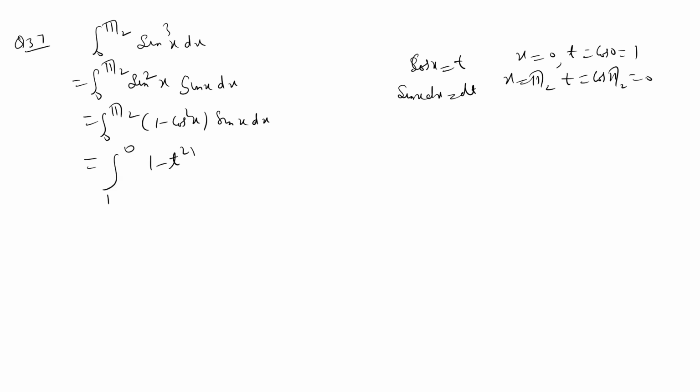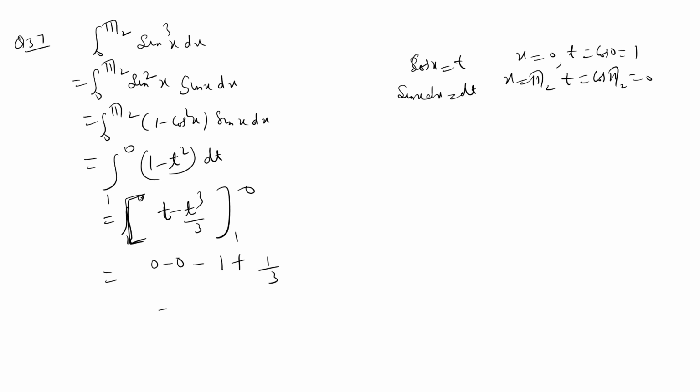This is 1 minus t square dt, from 1 to 0. Okay, so I should go for the limit. It is 1 minus t minus t cube by 3, from 1 to 0. So this is 0 minus 0 minus 1 plus minus of minus is 1 by 3. So this is minus 3 plus 1 by 3, and I think the answer is minus 2 by 3. Are you sure the answer is minus 2 by 3, or it should be plus 2 by 3?